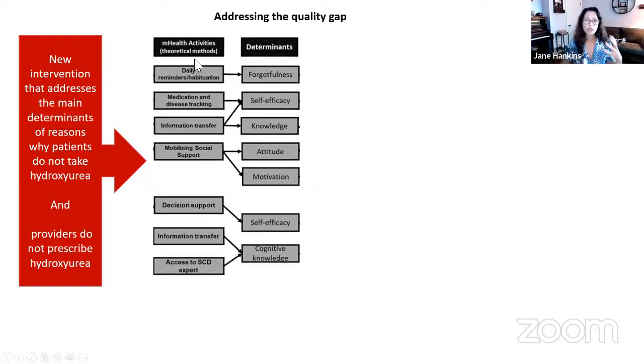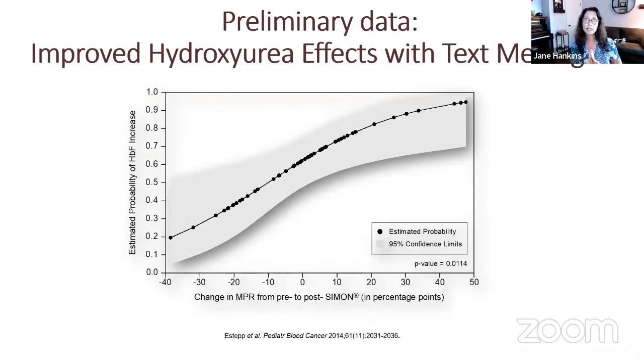We started thinking about packaging interventions that act on all those determinants. So we would say, okay, we need reminders to address forgetfulness. We need to mobilize social support to change attitude and motivation. And that's at the patient level. And at the provider level, we need decision support to help the self-efficacy among providers. So that's how we started. We started thinking backwards from what the problems were. And it didn't come out of the blue, like, okay, let's develop an app.